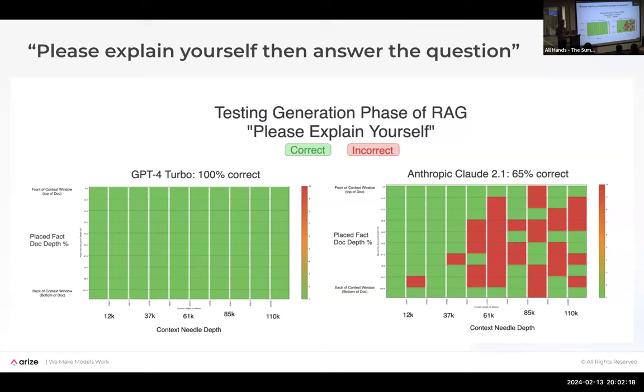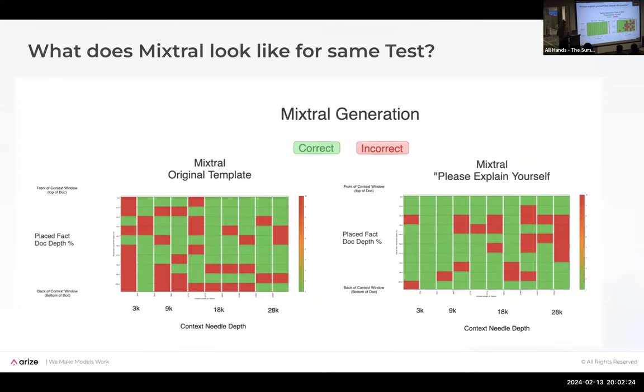Anthropic does pretty good on decently sized context. And this gives you an idea of what Mixtral looks like. And by the way, that little trick of please explain yourself also worked on Mixtral to improve the results a little bit.